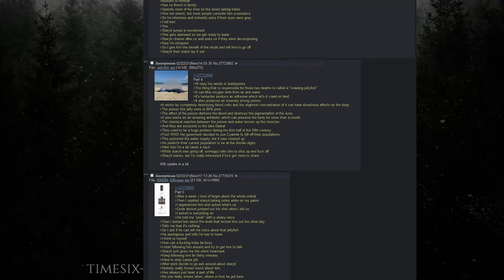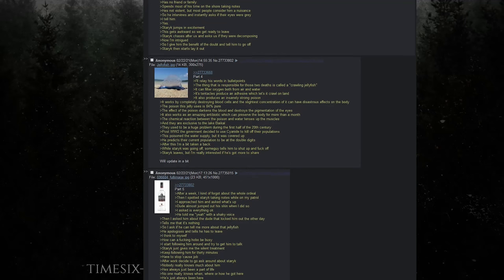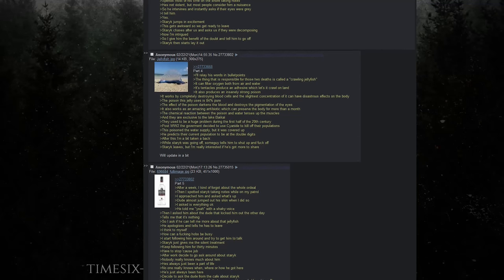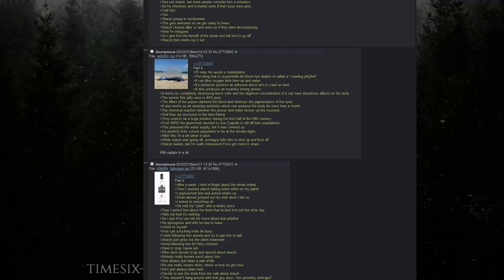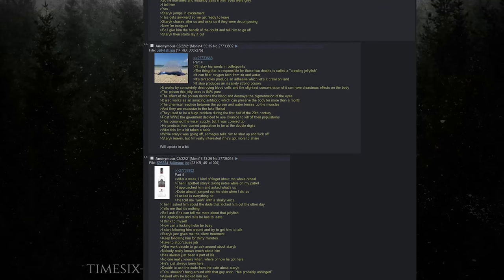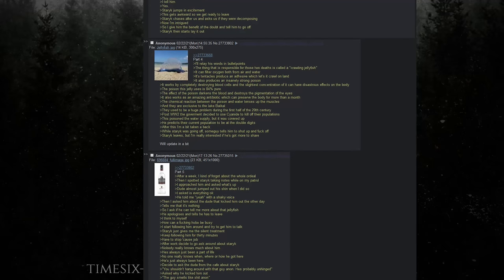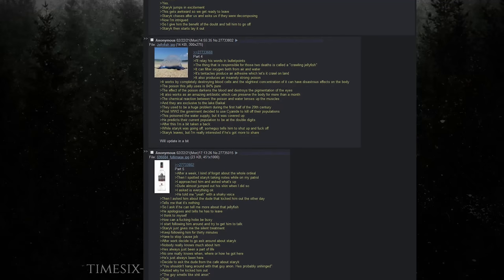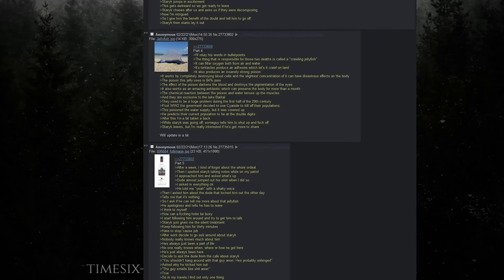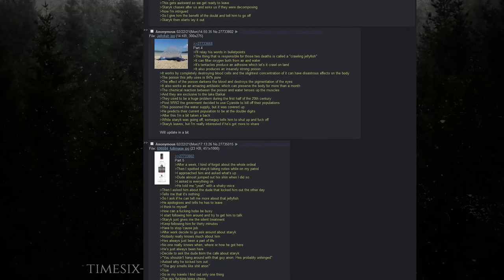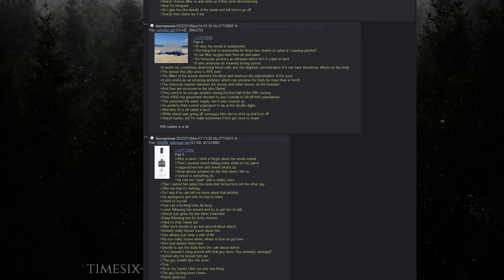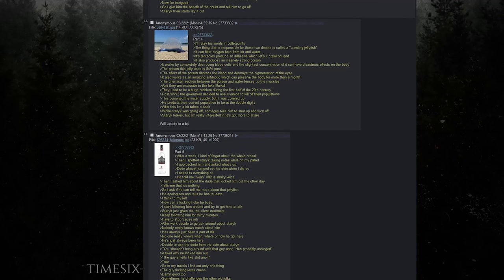It also works as an amazing antibiotic, which can preserve the body for more than a month. The chemical reaction between the poison and water tenses up the muscles. And they are exclusive to the Lake Baikal. They used to be a huge problem during the first half of the 20th century. Post-World War II, the government decided to use cyanide to kill off their populations. They poisoned the water supply, but it was covered up. He predicts their current population to be at the double digits.